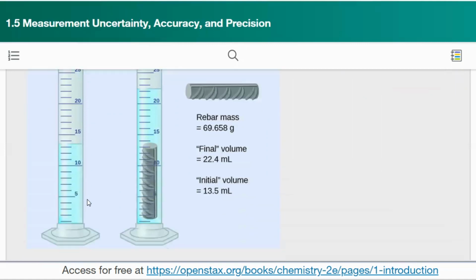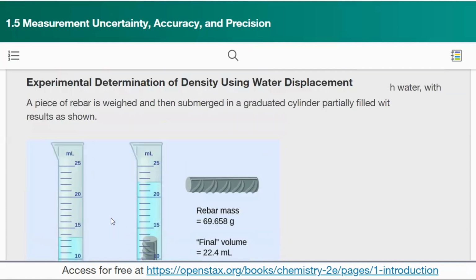And the rebar mass was 69.658 grams. The final volume, 22.4. The initial volume, 13.5. Okay, the nice thing is they're doing the reading for us, because I messed up the reading before. So what does it want us to do?